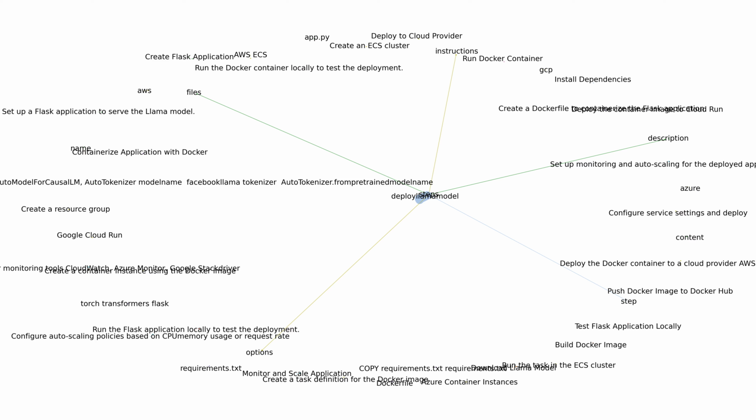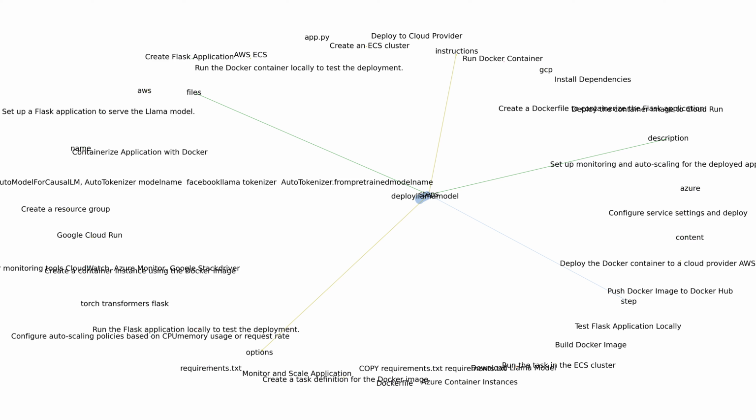Instructions. AWS: Create an ECS cluster. Create a task definition for the Docker image. Run the task in the ECS cluster. Azure: Create a resource group. Create a container instance using the Docker image. GCP: Deploy the container image to Cloud Run. Configure service settings and deploy.